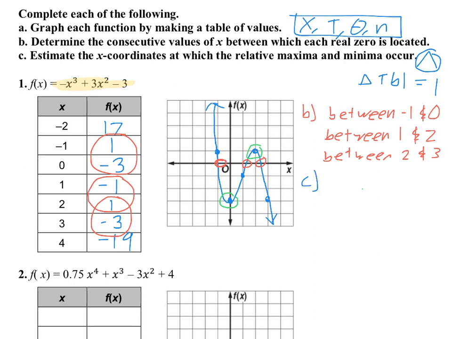Okay, so for the point around 0, -3, that's a relative min. So I'm going to say we have a relative min, and that is at x, and it's around, so I'm going to put the squiggly lines to show it's not exact. Relative min around x equals 0. Then we have a relative max, and it seems like that is around 2.